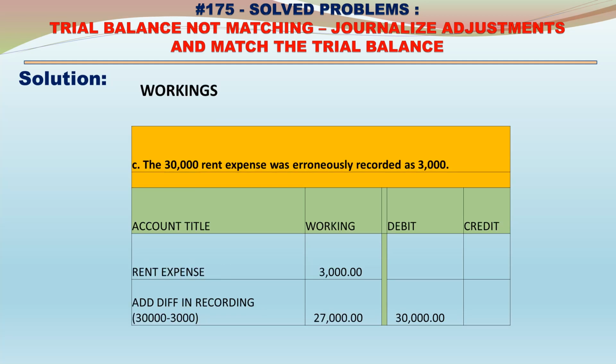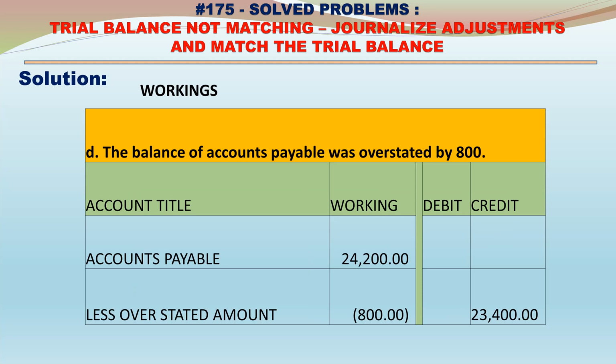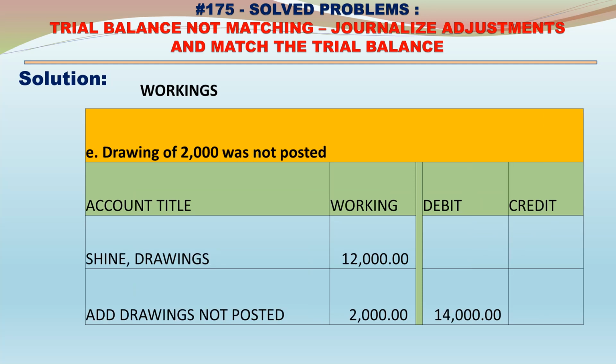C. The 30,000 rent expense was erroneously recorded as 3,000. Rent expense recorded 3,000. Add the difference in recording, 30,000 minus 3,000, 27,000. Total rent expense was 30,000, debit. D. The balance of accounts payable was overstated by 800. Accounts payable recorded 24,200, less overstated amount 800. Net accounts payable is 23,400, credit. E. Drawings of 2,000 but not posted. Shine drawings 12,000. Add drawings not posted 2,000. Total drawings of Shine 14,000, debit.